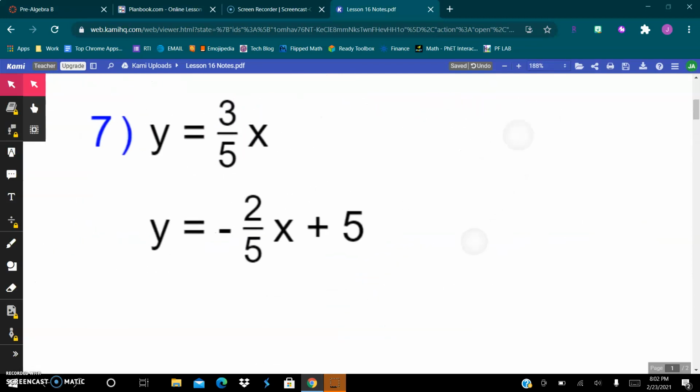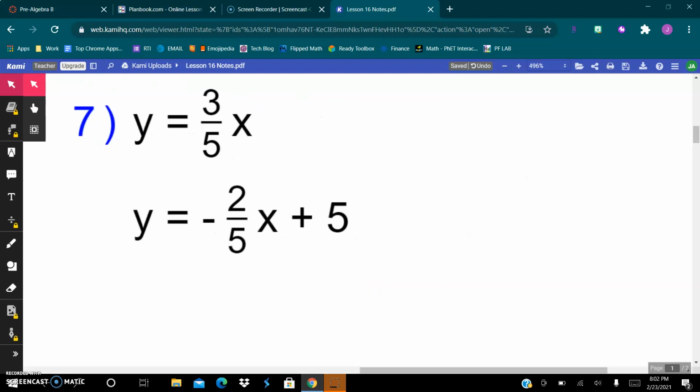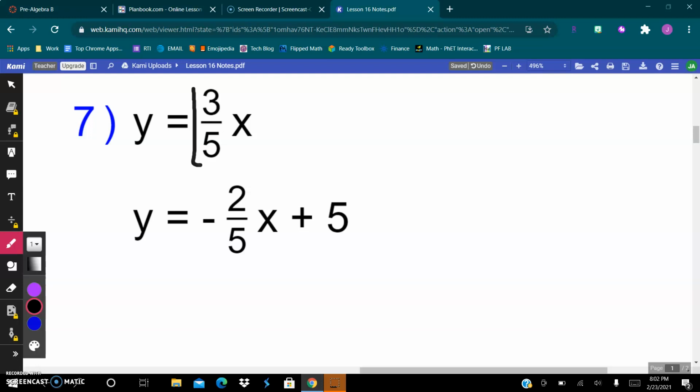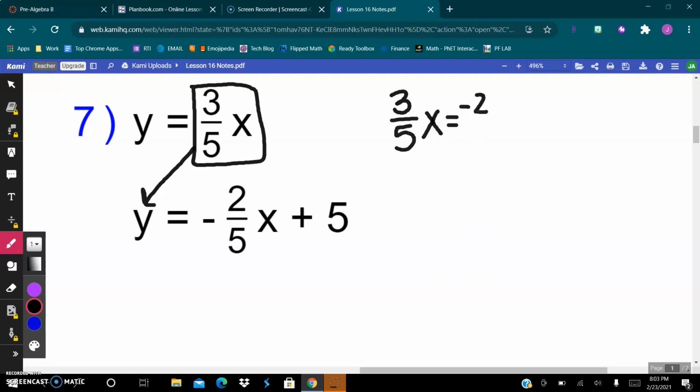Let's do this one here. Y equals 3/5 x, and y equals -2/5 x plus 5. So y equals 3/5 x. I'm going to replace the other y with that. So I'm going to have 3/5 x equals negative 2/5 x plus 5.